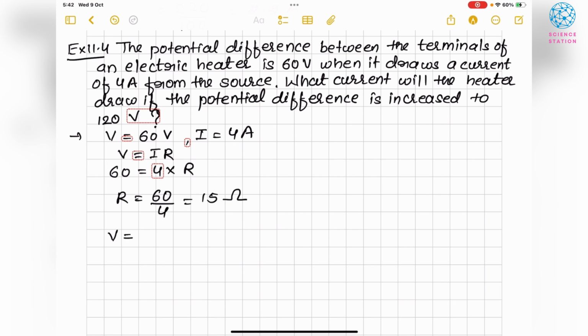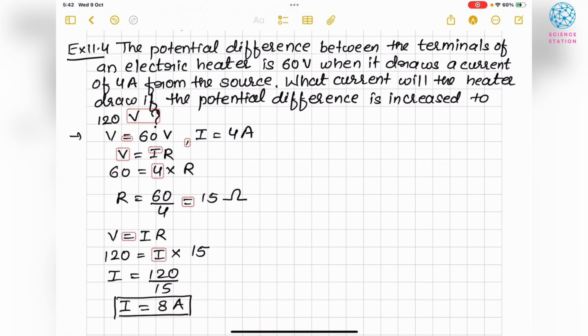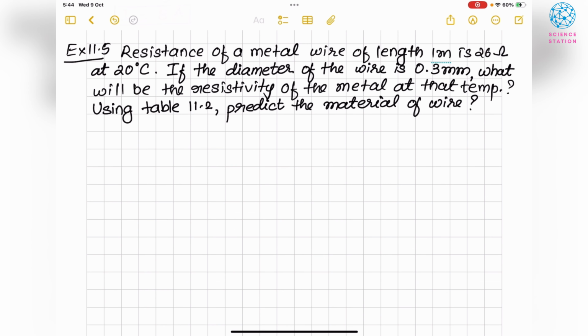Now in the next case V is IR and 120 volt is the given thing. When 120 volt will be there, what will be the current? So V equal to I into resistance, which will be 15 ohms. So I equal to 120 upon 15. So that will be 8 ampere. So I will be 8 ampere.